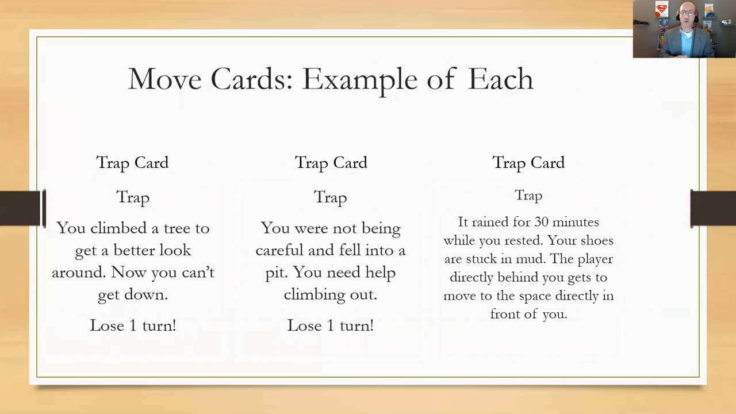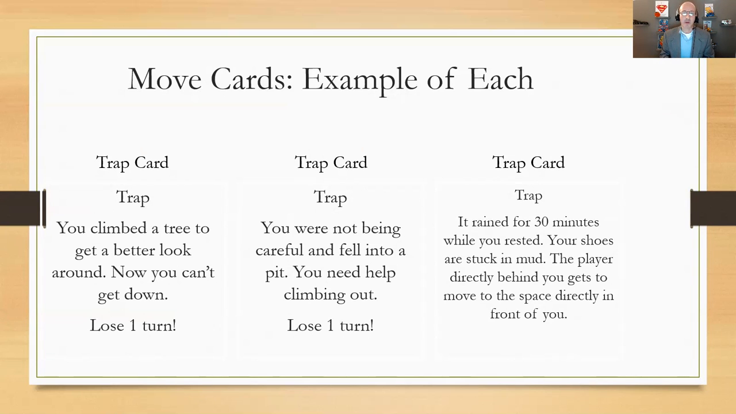So there are four distinct elements: a trap, a move, a help, and a finish. Let's take a look at each one of these. First, trap. Again, this plays out as a game, and so the game should be fun in some way. We don't want to just walk through all of the game board pieces from beginning to end, thinking that all they're going to do is collect. You want to be the first person to the finish line, but you have to be able to navigate that appropriately. So the first trap is: you climb a tree to get a better look around, and now you can't get down, so you lose a turn.